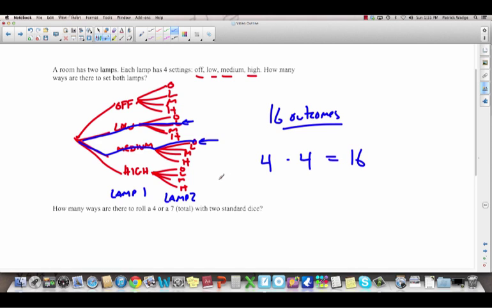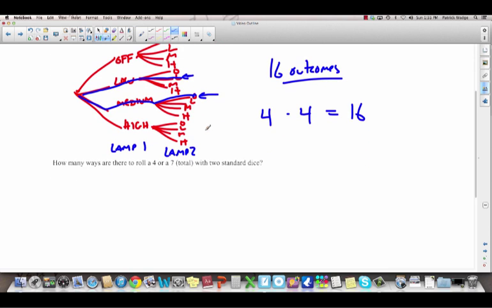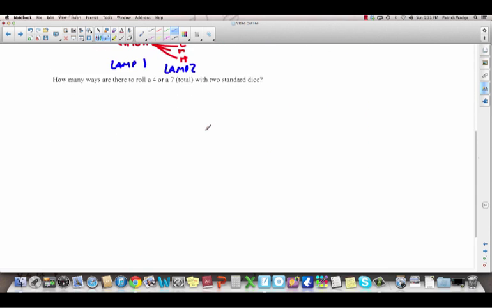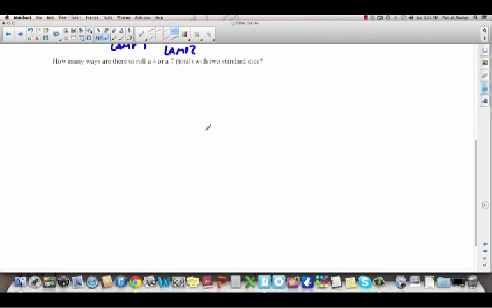Too bad. You will have to use them sometime, because sometimes you can't use the fundamental counting principle. A question like this is very difficult to use the fundamental counting principle on. So let's see how we could do this with a tree diagram. How many ways are there to roll a 4 or 7 total? I don't just mean rolling a 4 or rolling a 7. First of all, it's impossible to roll 7 with 2 standard dice. Standard dice, 1 to 6, right?